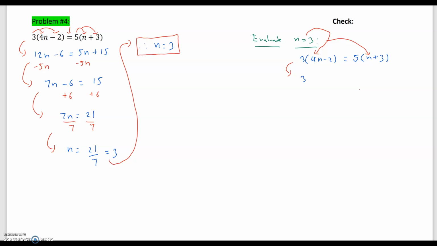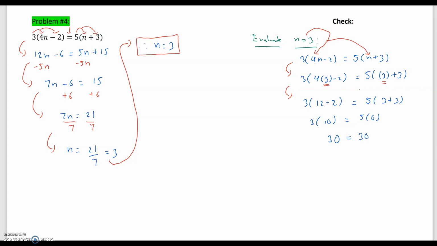So in this case, we're going to plug in 3, and then this is 4 times 3 minus 2 on the left, equal to 5 times 3 plus 3. I'm just putting parentheses where we're plugging in the 3's so that it's clear to see. And then here we end up with 3 times 12 minus 2. This is equal to 5 times 3 plus 3, or 3 times 10. This is equal to 5 times 6, or 30 is equal to 30.